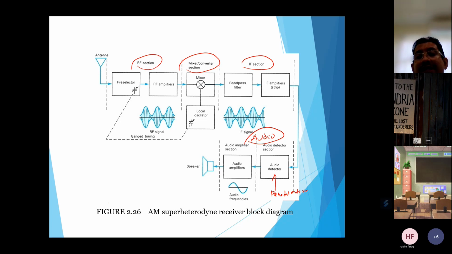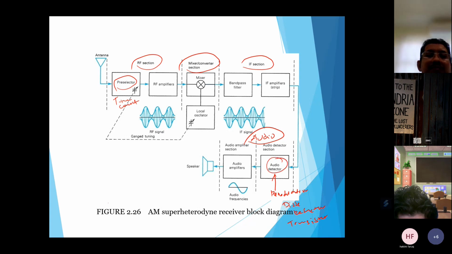Okay, so tadi kita dah lihat RF, kita dah lihat tune circuit. So tune circuit berada di sini. Pre-selector is a tune circuit actually. Okay, dan kita dah lihat tadi diode detector, transistor detector, berada di sini, audio detector. Okay, yang kita belum lihat lagi dua bahagian ni.